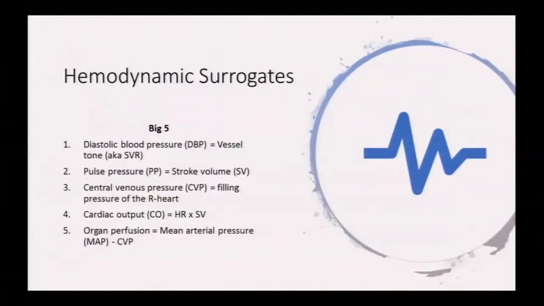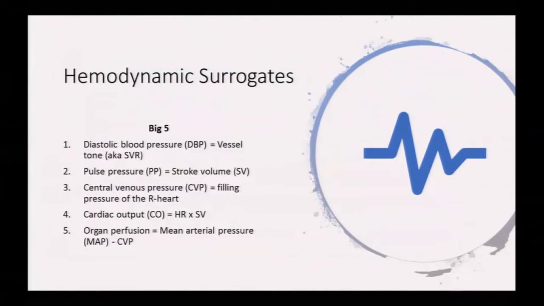So instead, we're going to use hemodynamic surrogates: pressures. But we have to remember that this is a pressure. It is not a flow. What we really care about is flow, but we can't measure flow, so we're left with pressures. I don't know if anybody's ever taught you this, but every single number that you get from a blood pressure is a surrogate for something.